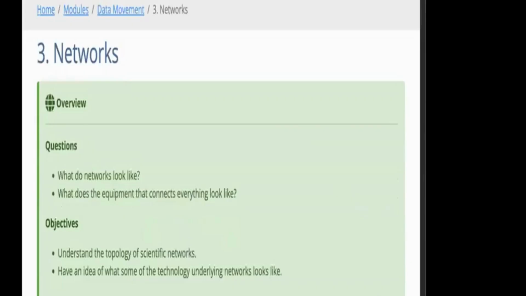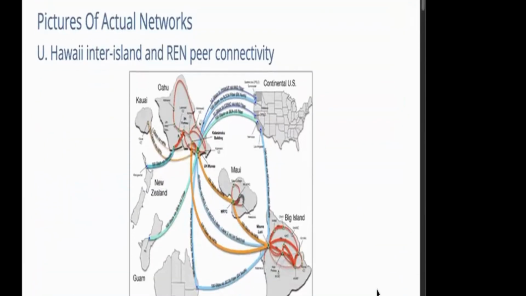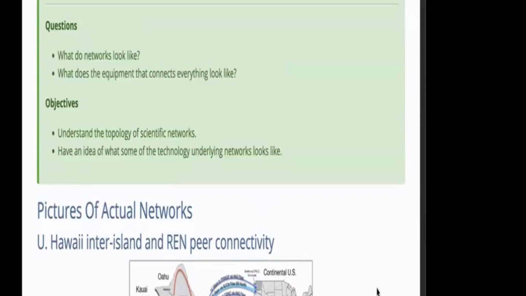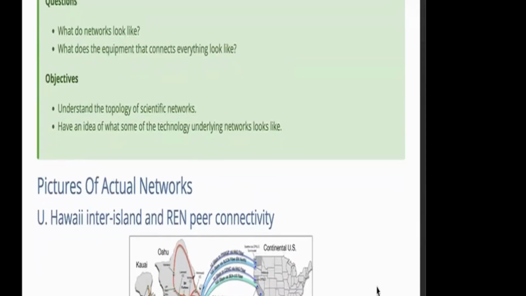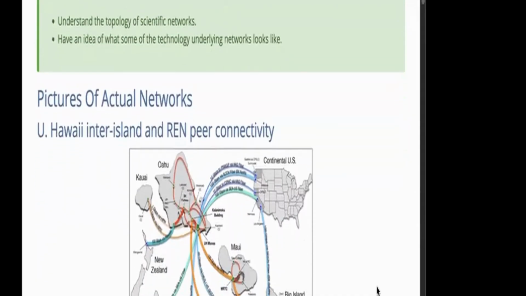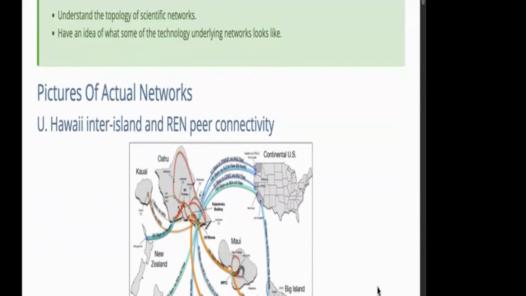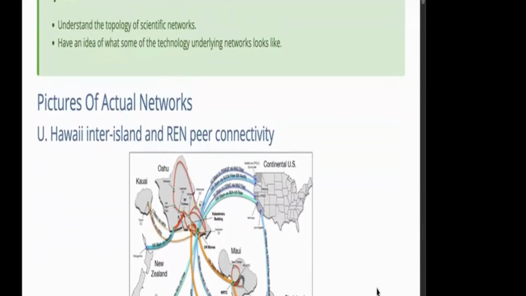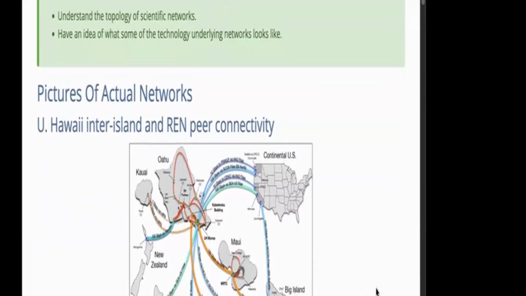we'll just whiz through this. So these are what do networks look like? What does the equipment that connects everything look like? And then a brief objective of understanding the topology of scientific networks.